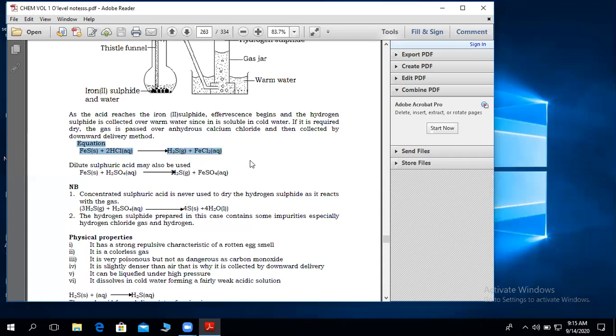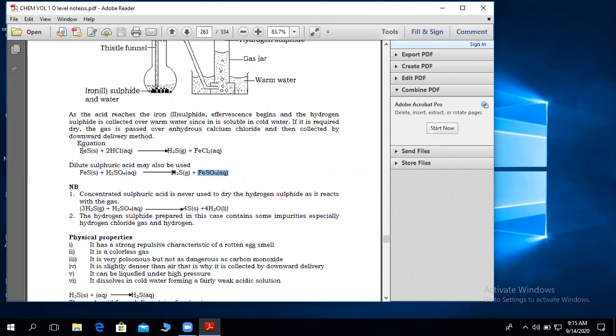Now, someone may ask you, listen to this. State what is observed when dilute hydrochloric acid is added to iron 2 sulfide. Last time we looked at iron 2 sulfide as a black solid. This is a black solid. And iron 2 chloride is a green solution. This is a green solution. Even iron 2 sulfate is a green solution. So the color of iron in solution is green.